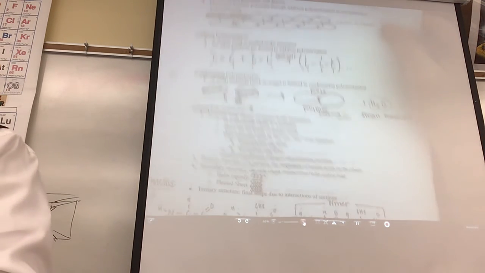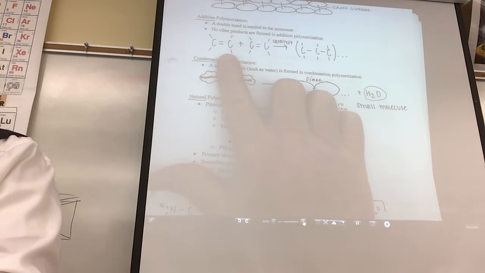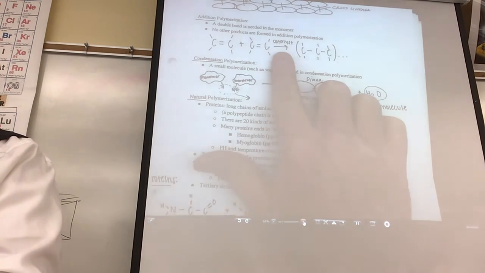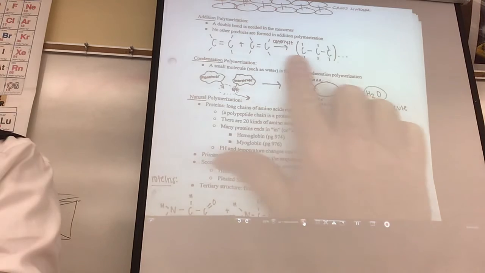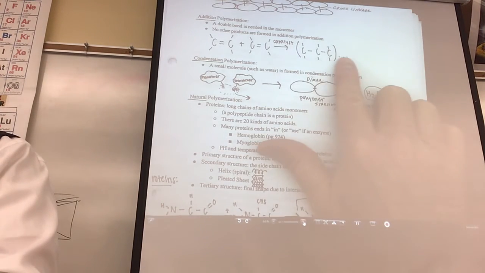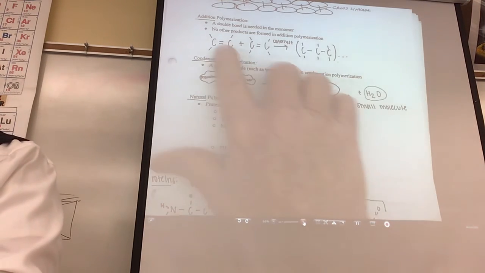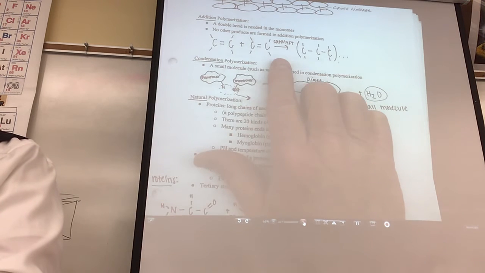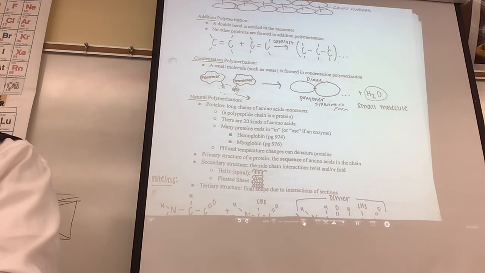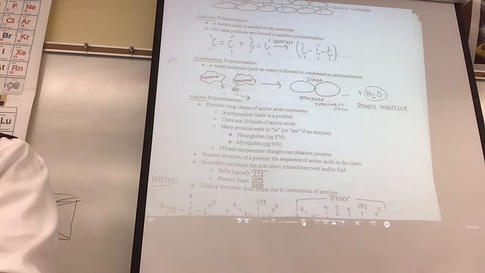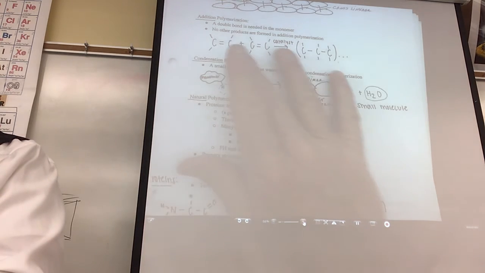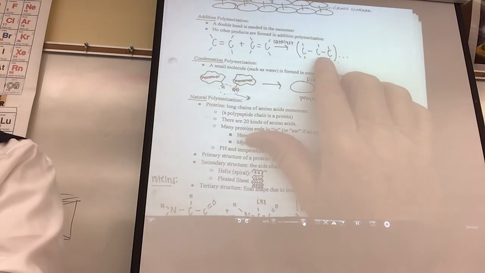Let's go down here. Let's say we had a double bond and a double bond, and you found the right catalyst. You could turn that into a long, long, long chain of this is a monomer, this is a monomer. But did you lose any atoms? Okay, but you had to start out with a double bond, didn't you? But you don't lose any atoms. The double bond simply turns into a single bond. And that's the addition polymerization, okay?